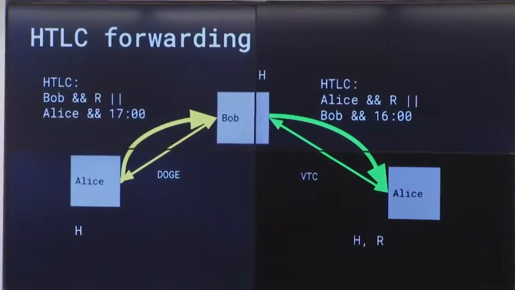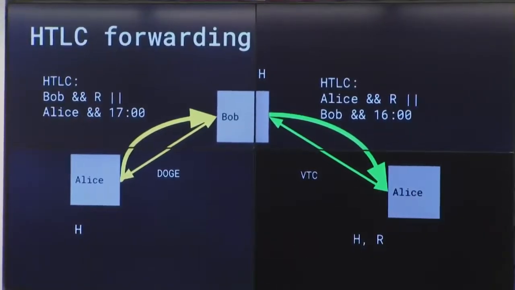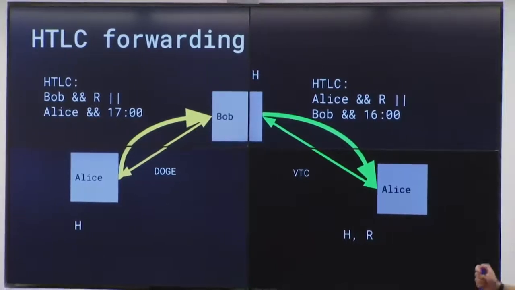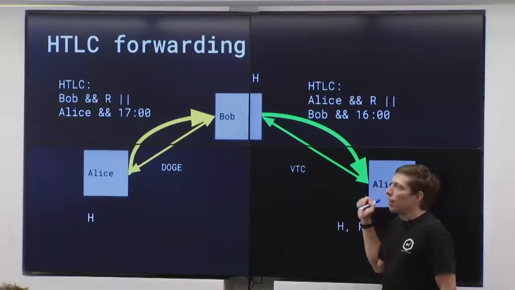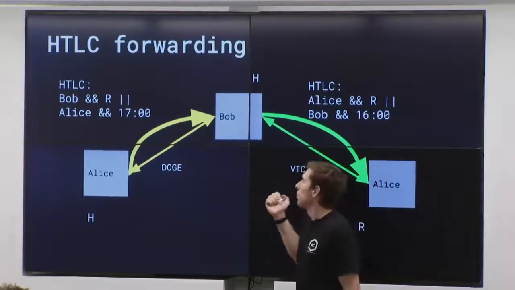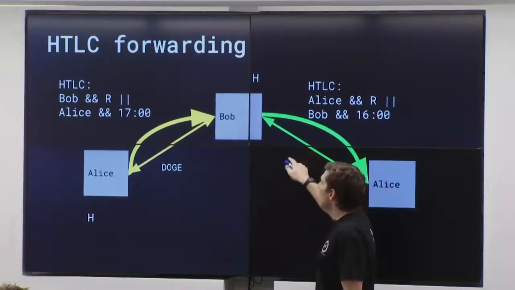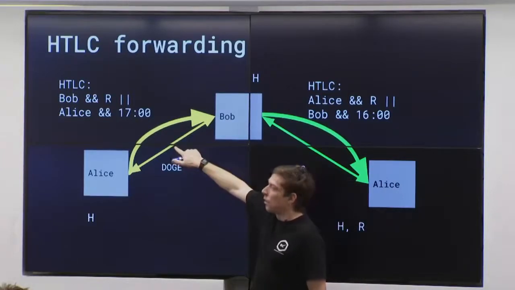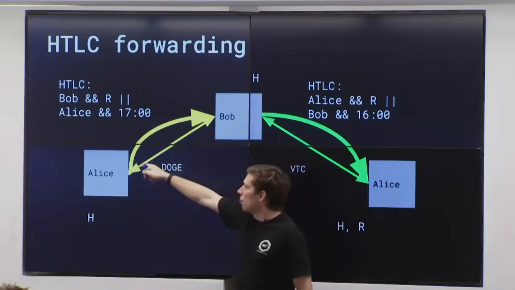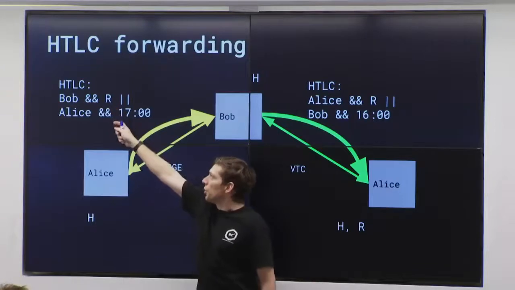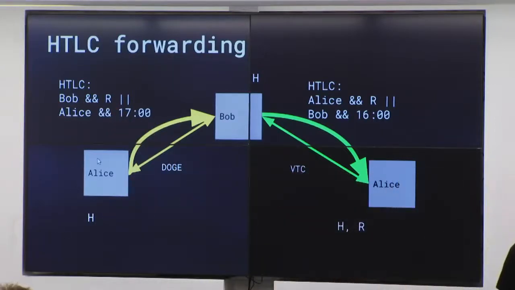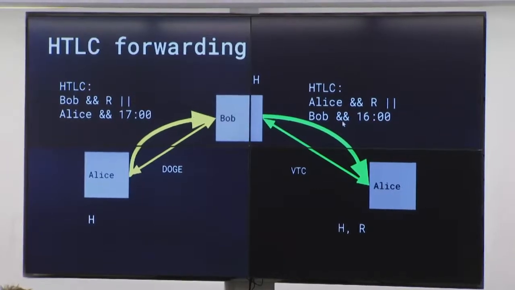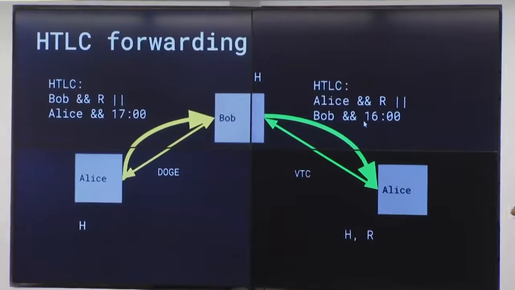So if Alice closes and tries to wait till right before 4 p.m. and then immediately grab these coins, Bob's actually okay, because Bob says, okay, well, you grabbed the Vertcoins, but I actually have another hour to reveal R, where you're not able to get these coins back. So having this incrementing time can help against that. An hour's probably not enough.